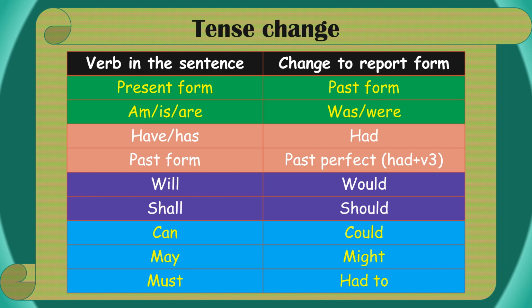Look at that. ப்ரெசென்ட் ஃபார்மாக இருந்துச்சுன்னா பாஸ்ட் ஃபார்ம்: am, is, are, was, were, have, has, had. Past form in the sense past perfect, அதாவது had plus verb 3. will, would, shall, should, can, could, may, might, must, had to. So these are the tenses change.